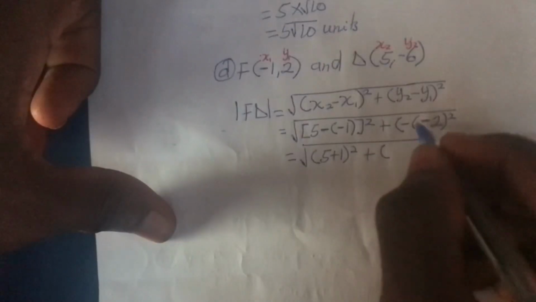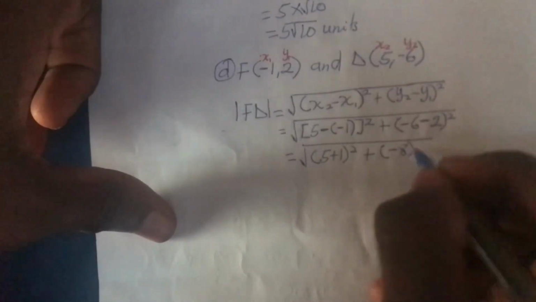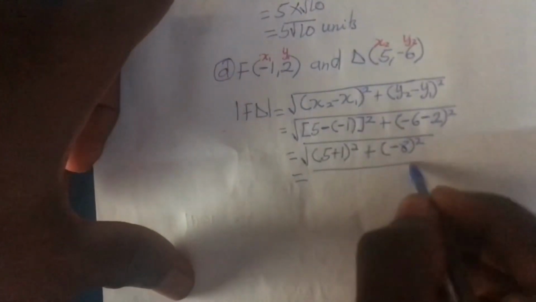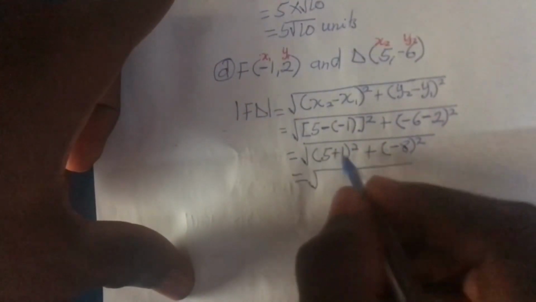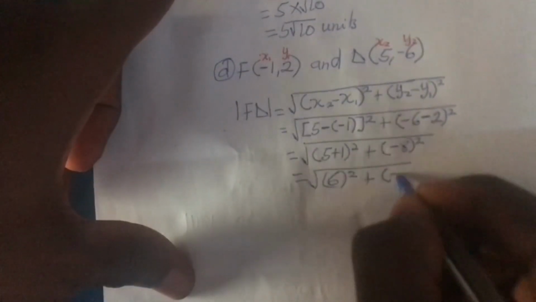minus 6 minus 2. You are owing someone 6 and you are owing another person 2. So in all, you'll be owing 8. Are you getting it? Excellent. So 5 plus 1 will give us 6. So 6 squared plus the minus 8 squared.